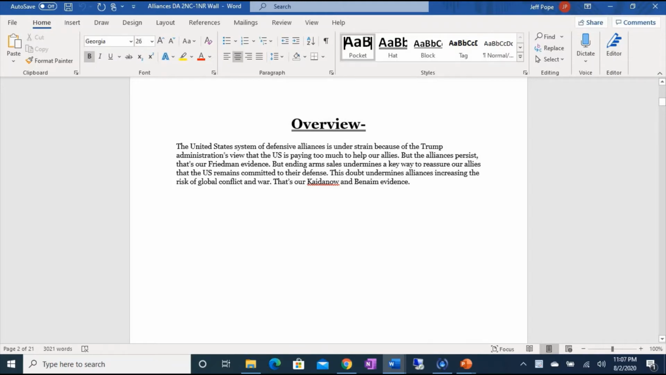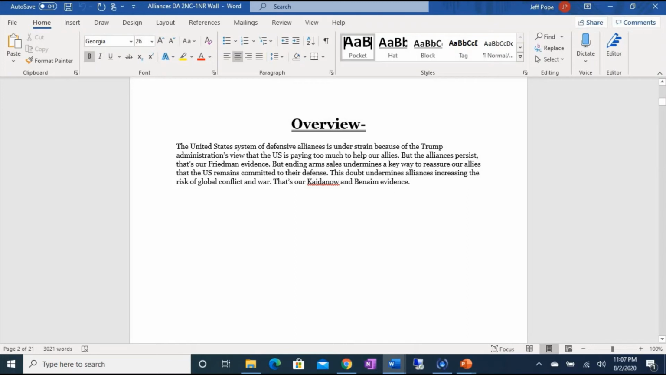It says, and this is what you would read in a round, the United States system of defensive alliances is under strain because of the Trump administration's view that the U.S. is paying too much to help our allies. But the alliances persist. That's our Friedman evidence. But ending arms sales undermines a key way to reassure our allies that the U.S. remains committed to their defense. This doubt undermines alliances, increasing the risk of global conflict and war. That's our Cade-Now Benaim evidence.